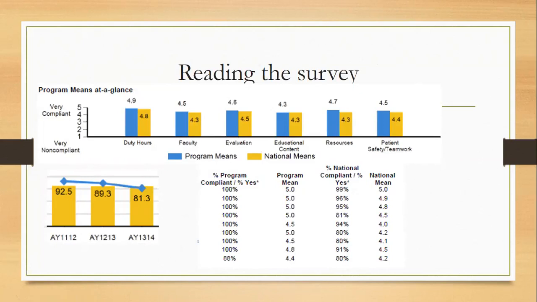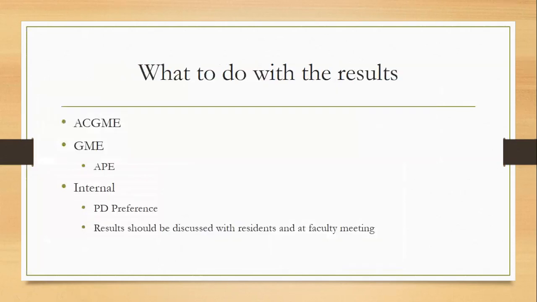That is not something we have to have a formal plan to address. But if the national mean was 90%, and since this is 88%, we would have to have a written formal plan. This is what happened. This is what we're going to do to address it. And so that's where we get all of our information.